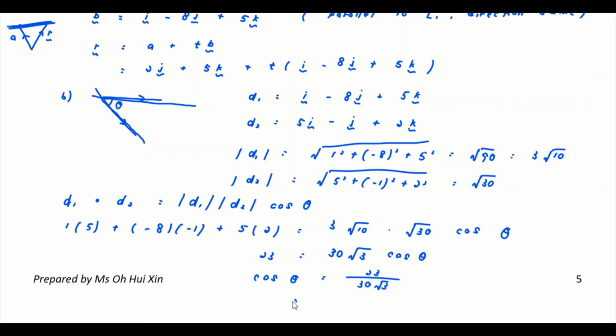By using your calculator, we'll be able to get theta equal to 63.73 degrees. What is important in this question is to identify which part you need when you want to do something using the vector equation. All right, so that's the example.